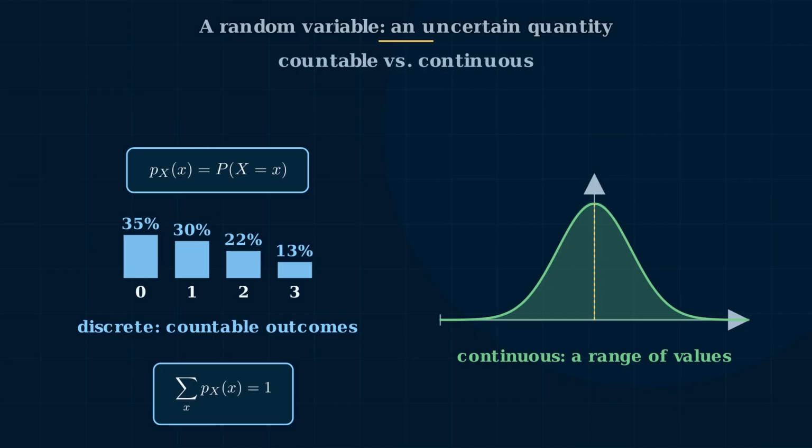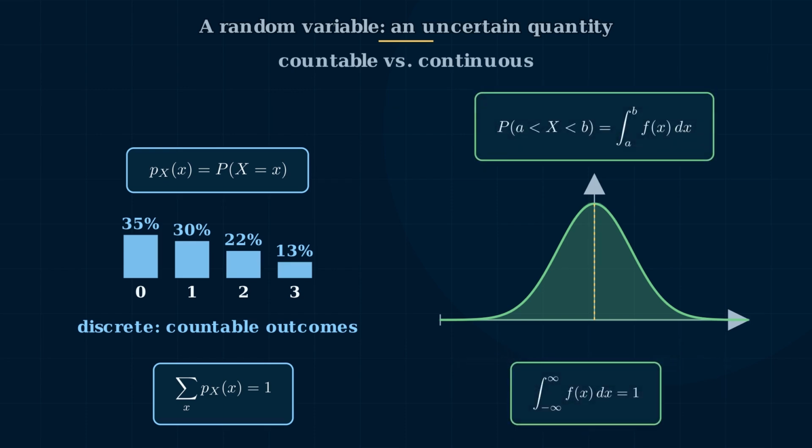A continuous variable uses a density, f of x. Density is not probability at a point, it is probability per unit along the horizontal axis. The probability that X lies between a and b is the area under the curve, the integral of f of x from a to b. The total area is 1.